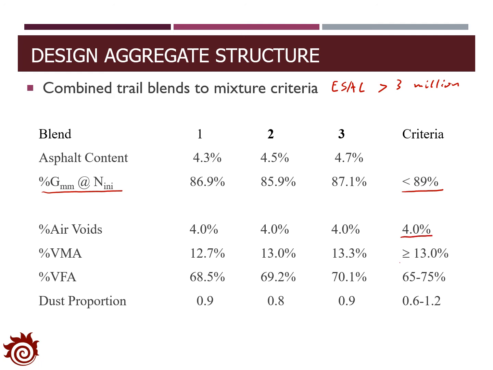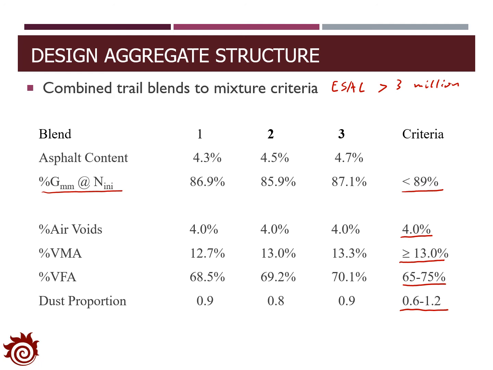For air void, it is set as 4%. VMA should be higher than 13%. And VFA is between 65 and 75%. Also for the dust proportion, it's always between 0.6 and 1.2. And then with these criteria, we can check each trial to see whether they satisfy the conditions.